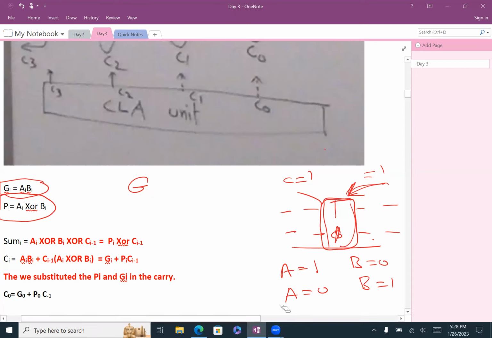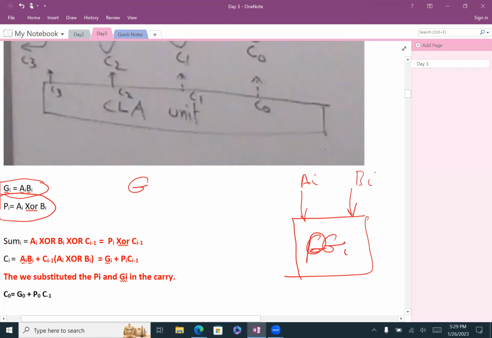Let's draw that here. So that is your block. I will name it BG block, correct? And what's your input here? A of I and B of I, correct? What will your output be? You will have the carry C_{i-1}, correct? Because we need that. And what you will have out here is going to give you the G and the B, correct?